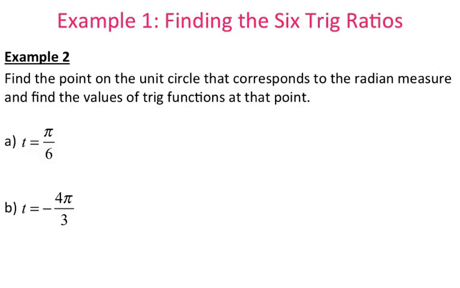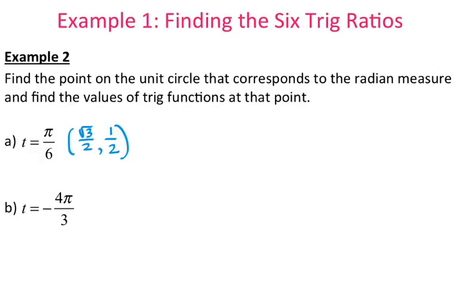Pi over 6, if I use my hand trick, is represented by 30 degrees, since pi over 6 is equivalent to 30 degrees. I'm going to put down my ring finger, and if you have not watched the video for the hand trick, you have no idea what I'm talking about right now. But my coordinates for pi over 6 are root 3 over 2 and 1/2. I'm getting this just by looking at my left hand, which you can too if you watch the video for the hand trick.